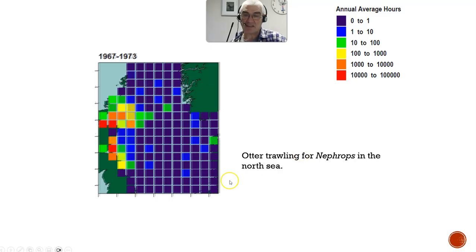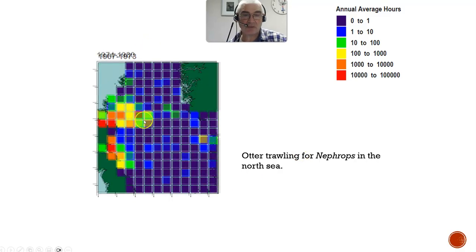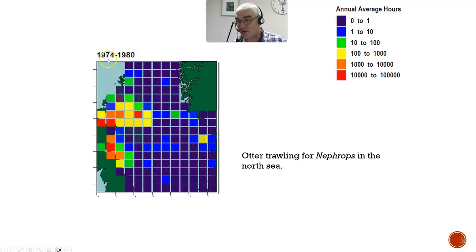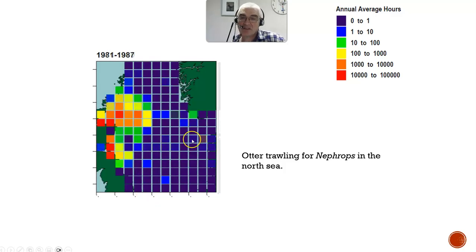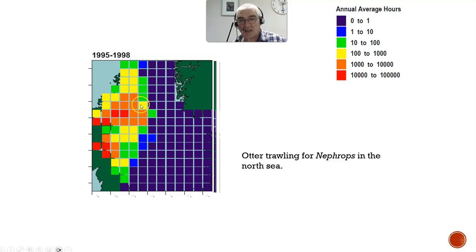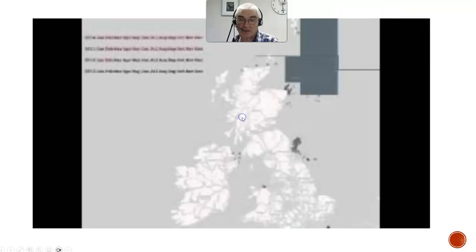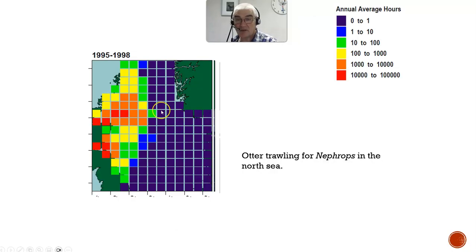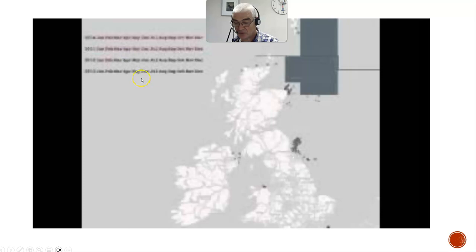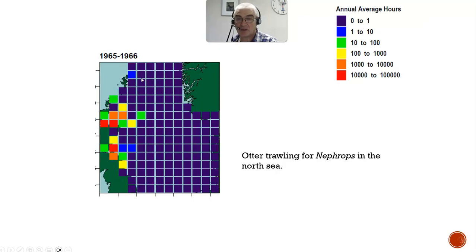This is an amazing animation that I made using some figures that I took out of a publication, and it basically shows how trawling for nephrops in the North Sea has increased over time. Okay, it became more and more significant. Let's go back again. I want to run that again because it's so good.